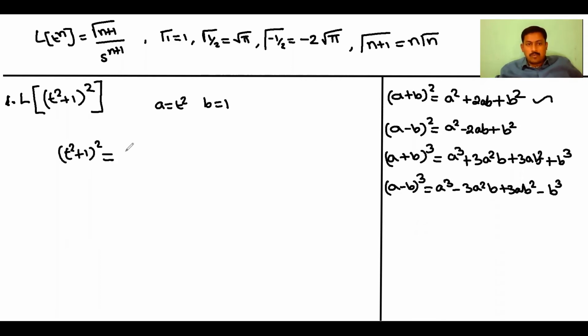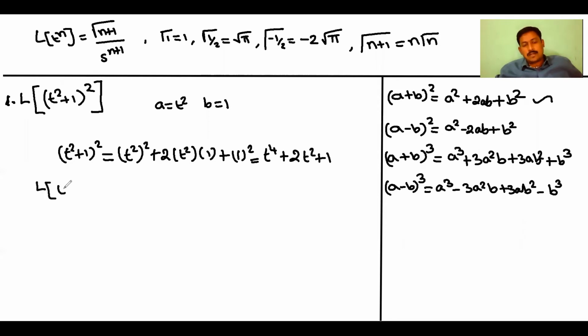square equal to (t square) the whole square plus 2 into t square into 1 plus b square. B value is 1 square. So we'll get the value as t power 4, and then here it is 2t square plus 1. Now we can take Laplace transform for this function. L of (t square plus 1) the whole square equal to L of t power 4 plus 2 into L of t square plus L of 1.